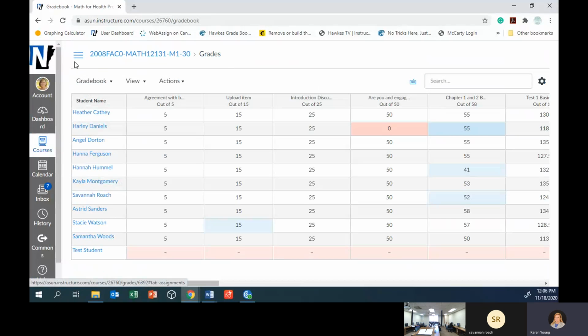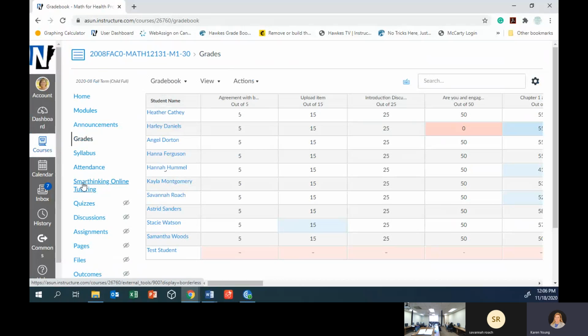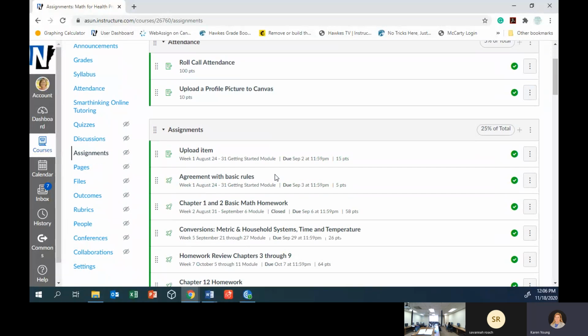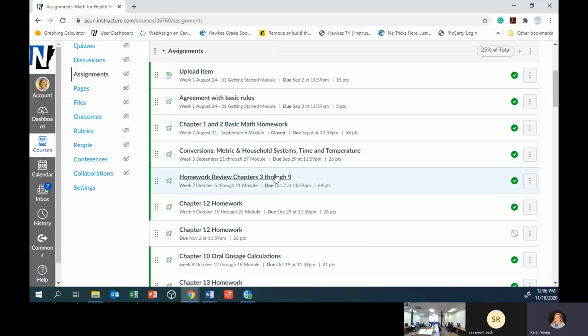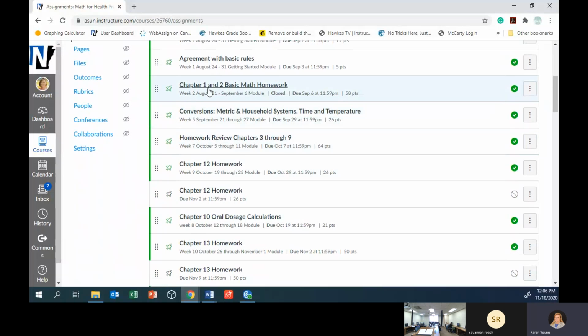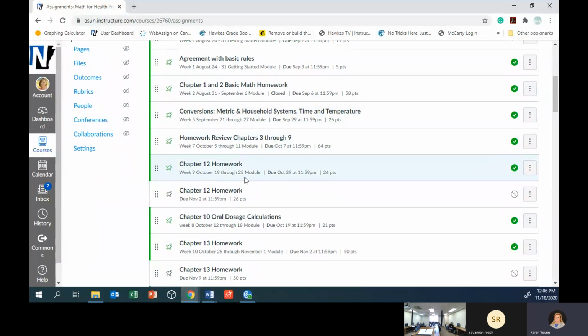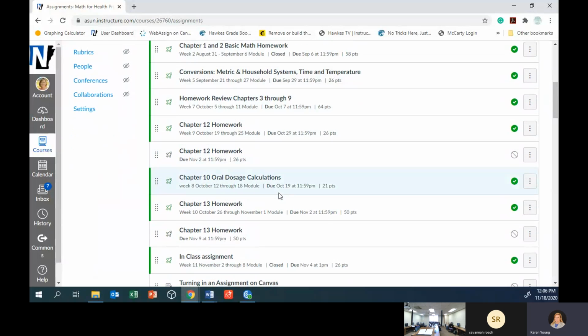Whoops, that's not the page I wanted to show. I'm going to show assignments. Okay. So your assignments, and I'm talking about this agreement with basic rules, this upload. Some of these are locked. I need to go unlock them. But I'm going to unlock all your homework so you can turn it in, and then relock it.